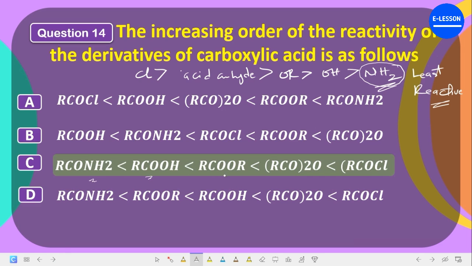It states that this is least reactive compared to this, which is least reactive compared to this, and so on. Now this one is more reactive. Why? Because it has a good leaving group. Then followed by this, followed by this. The NH2 leaving group does not easily leave, and hence it's very difficult for it to react. Let's look at the next.